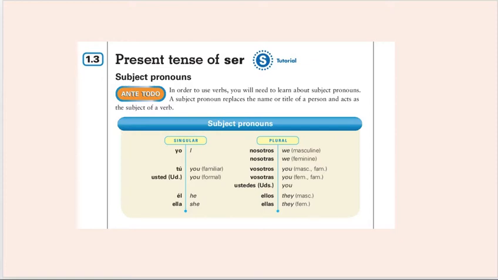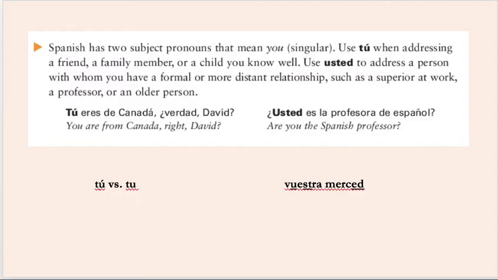Yo means I. Tú is you, familiar or impersonal, informal. Usted is you, formal. Él, he. Ella, she. Nosotros, for we, masculine. Nosotras, we, feminine. Vosotros, you. I like to think of it as y'all, you all, meaning plural. So y'all, masculine, familiar, informal. Y vosotras, y'all, feminine, also familiar, informal. Ustedes is you all, formal. Ellos, they, masculine, and ellas, they, feminine.